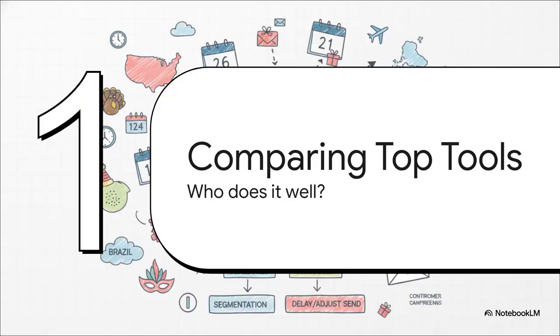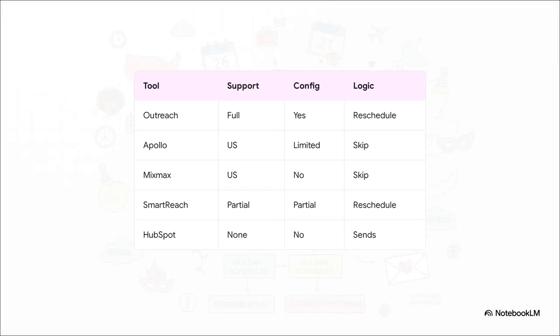All right, on to section 3, comparing the top tools. We're going to evaluate 5 major platforms to see who actually handles this best. And this brilliantly illustrates the landscape. We're looking at Outreach.io, Apollo.io, Mixmax, SmartReach.io, and HubSpot sequences. As you can see, there is a massive, and I mean massive, variation in how they operate.